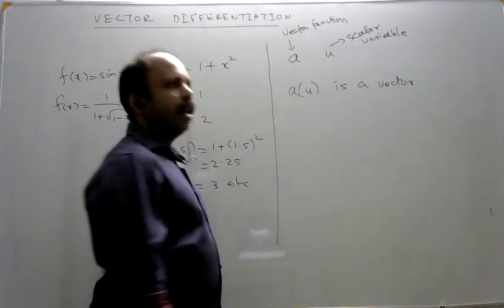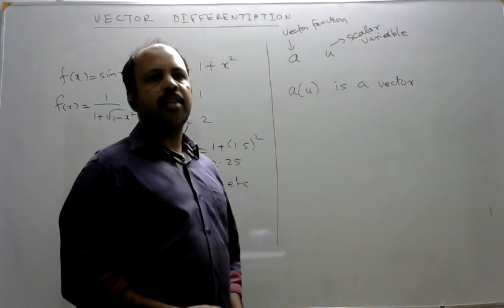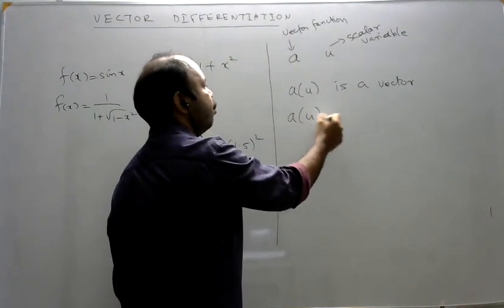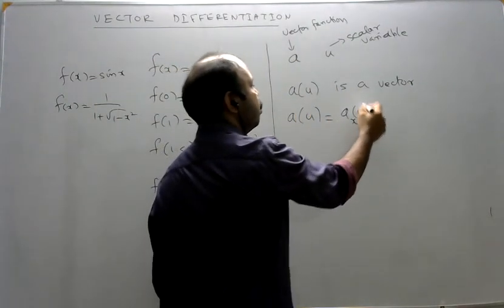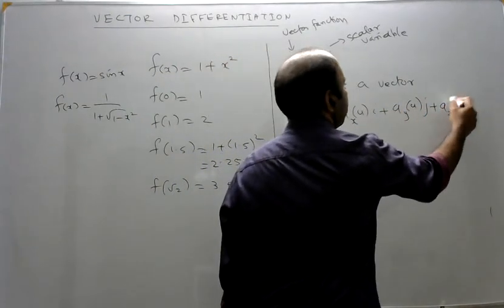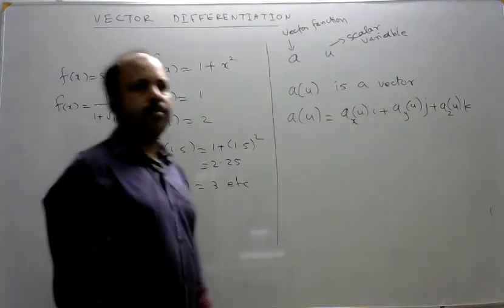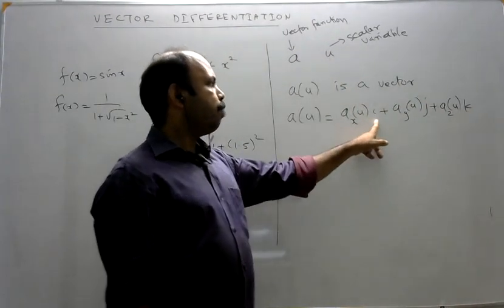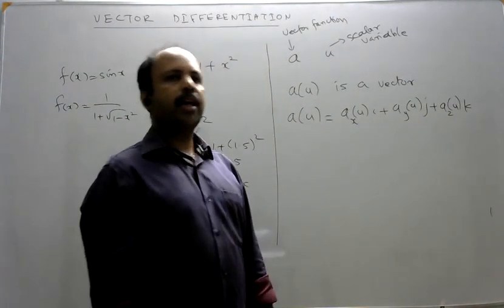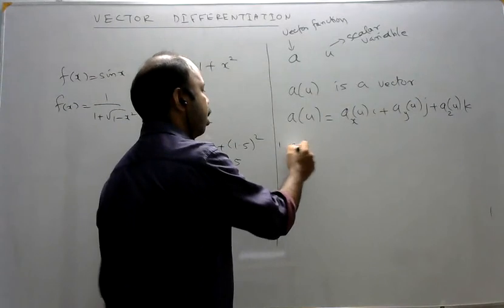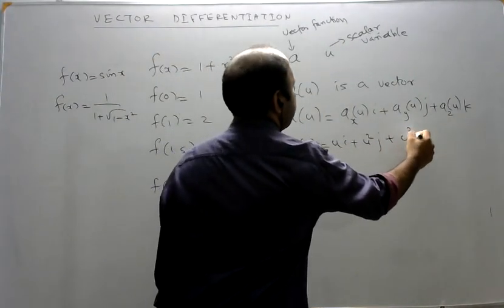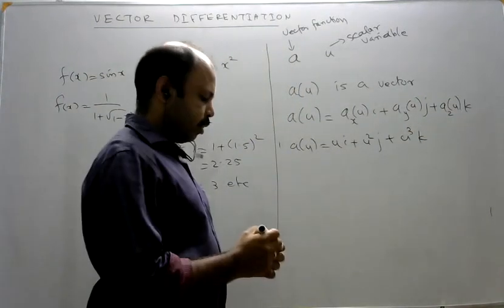In Cartesian coordinates, we have Cartesian coordinates in plane and space. We can write in space this vector as A of u equal to Ax of u into i plus Ay of u into j plus Az of u into k. Remember, in space, each vector can be written as a combination of i, j and k. For example, A of u equal to u i plus u square j plus u cube k. It is a vector valued function.